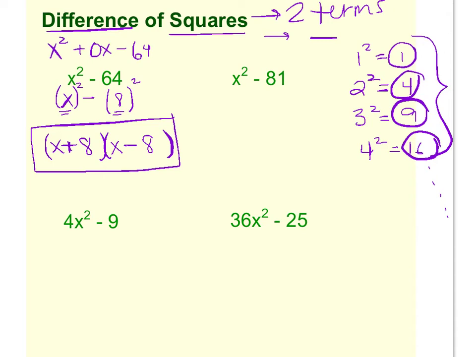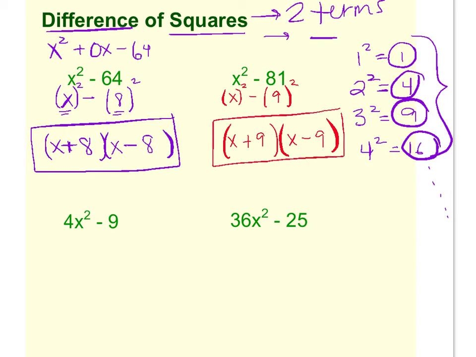Alright, next example, we have x squared minus 81. So we have two terms with subtraction, so maybe it's a difference of squares. And then we just say, alright, did we square anything to get each term? This is an x that's been squared. And is 81 a perfect square number? It is. We squared a 9 to get that. So we can go right to our answer. We're going to have an x plus a 9 and then an x minus a 9. And that's our factored answer on that one.